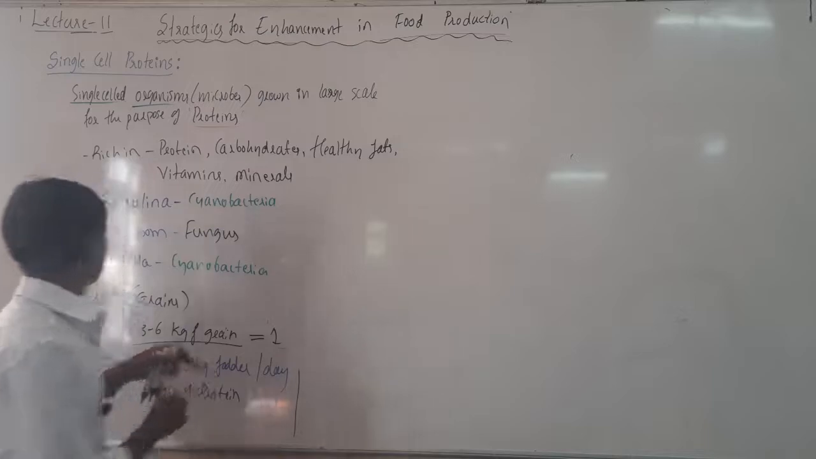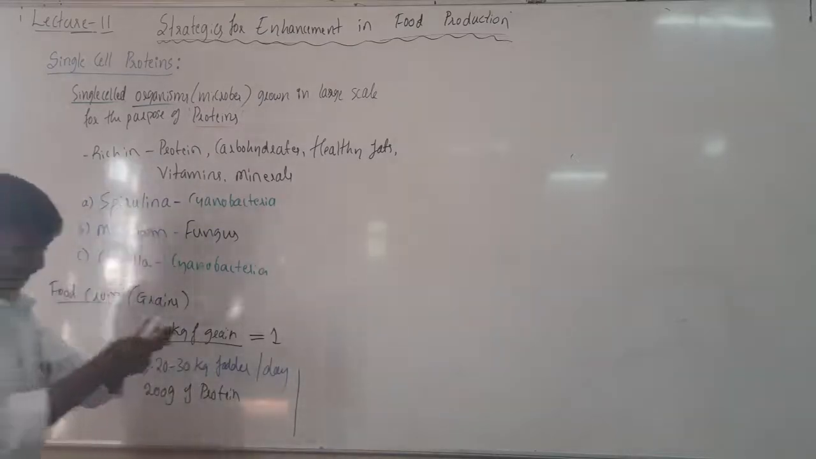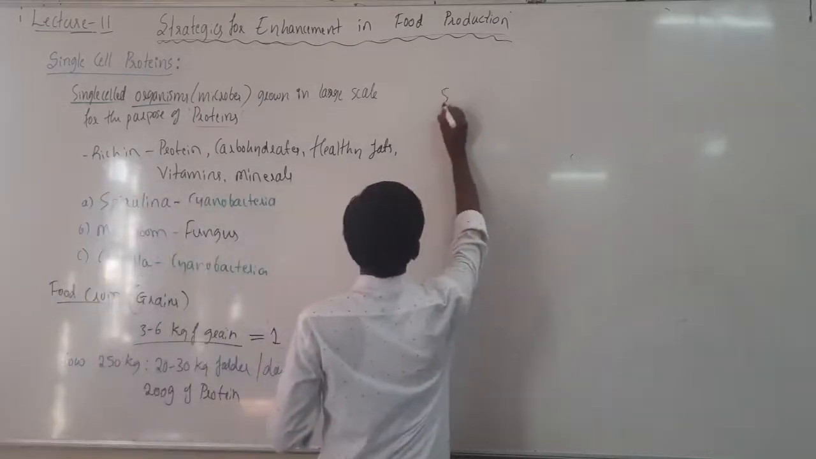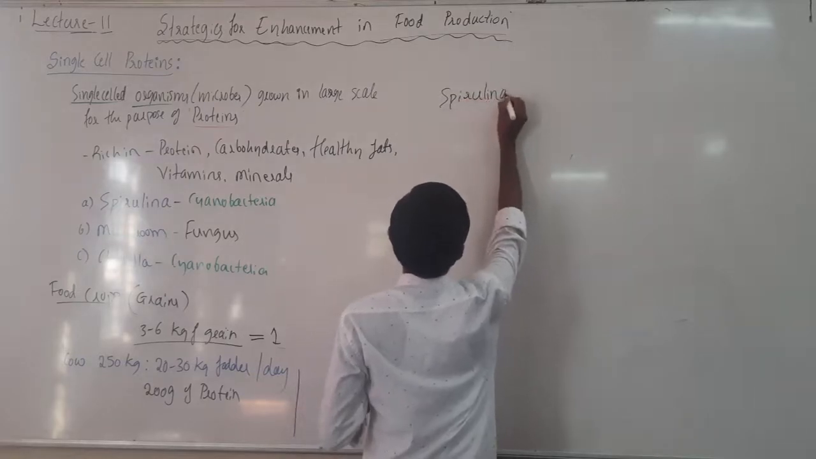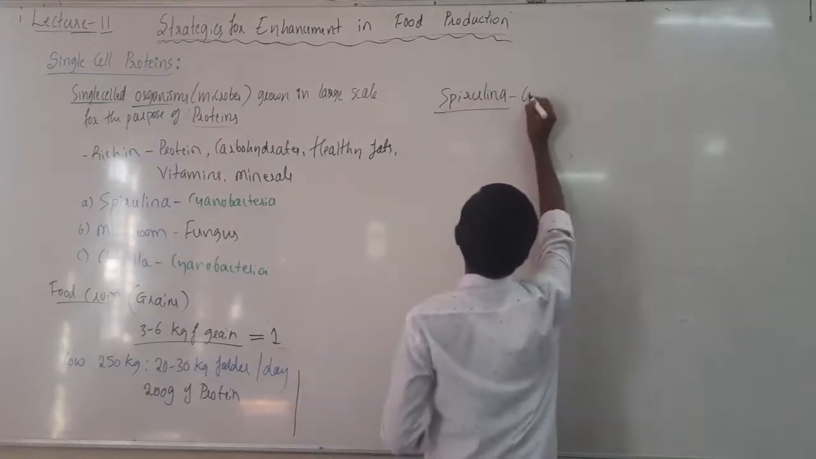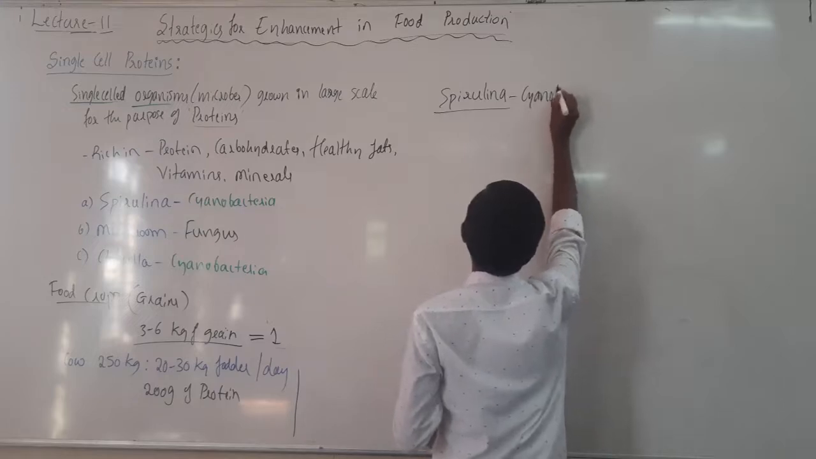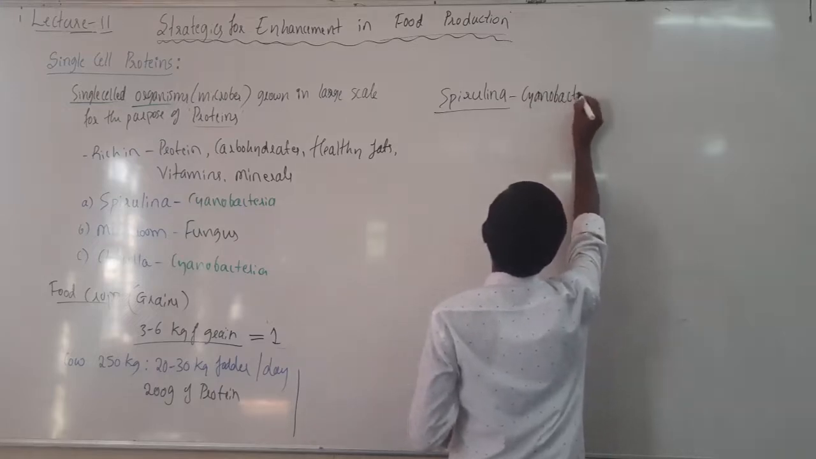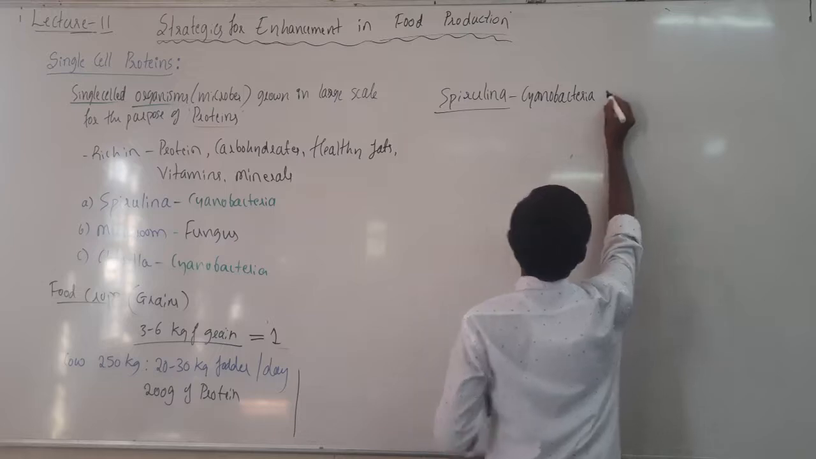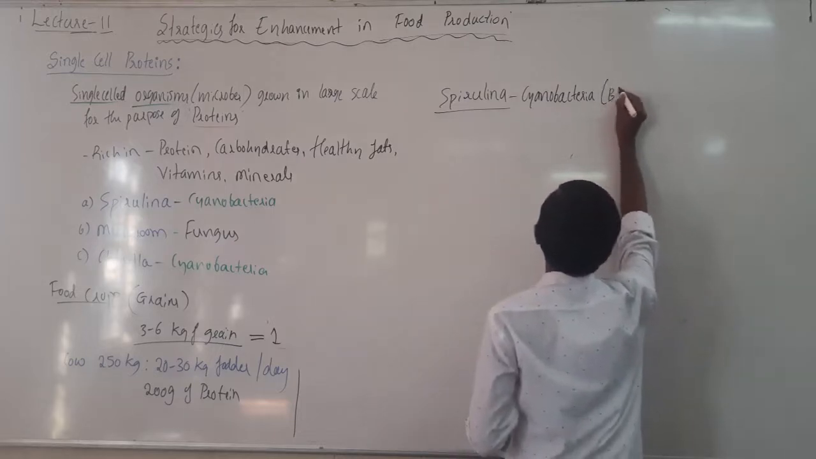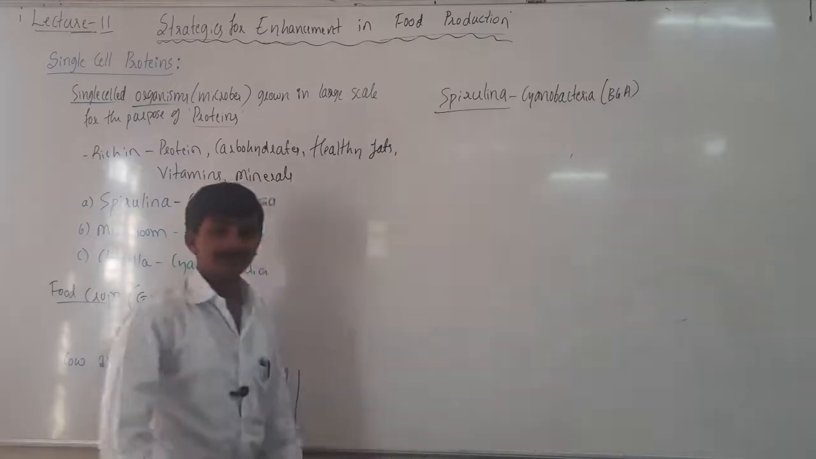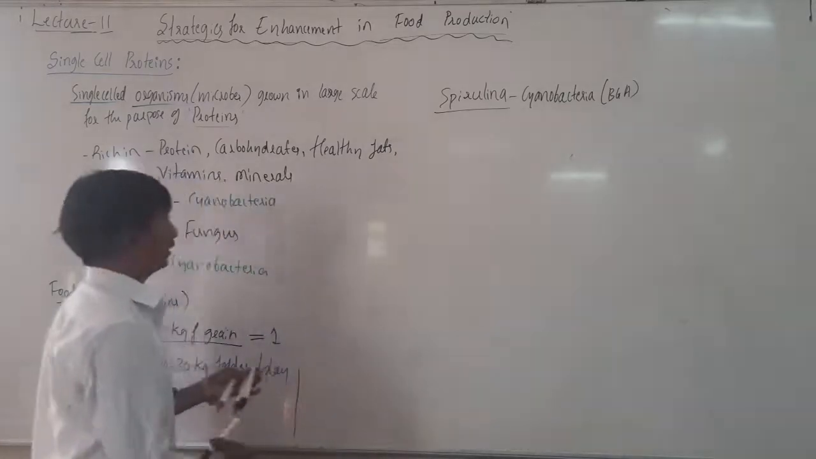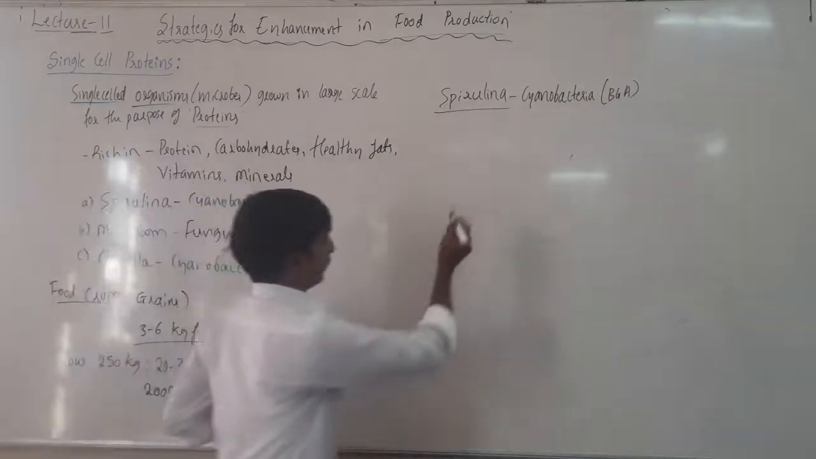All of you know Spirulina is a cyanobacteria. Cyanobacteria are also called blue-green algae. It's a rich source of protein.